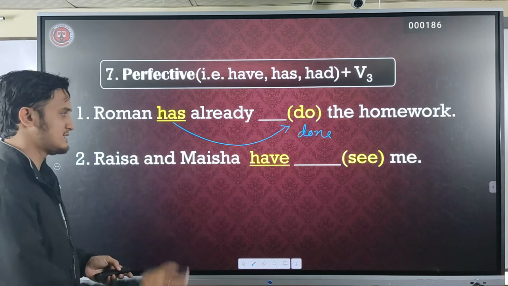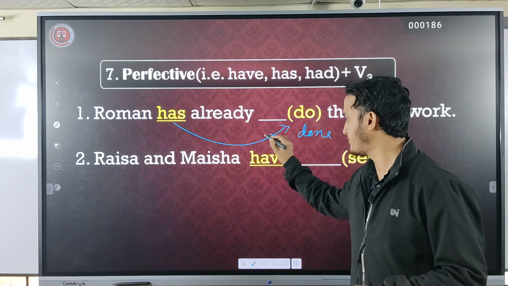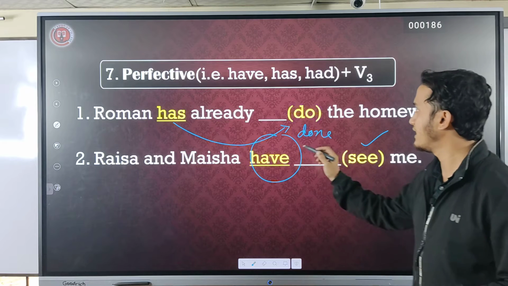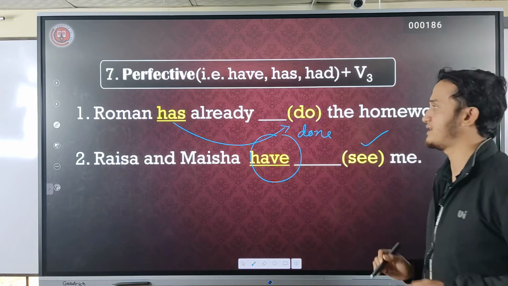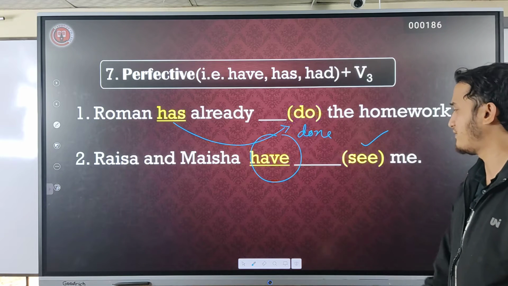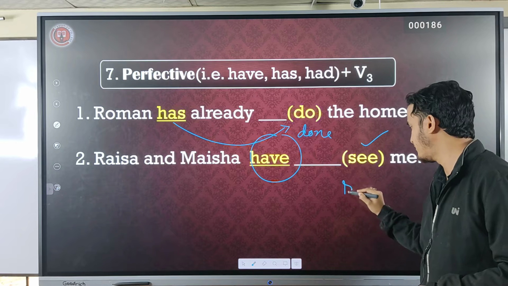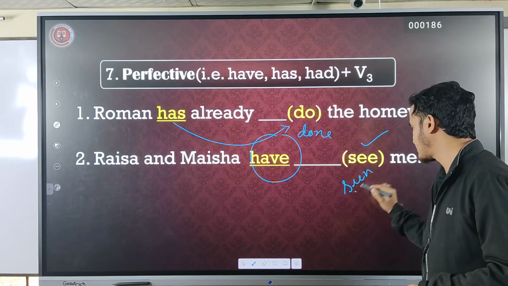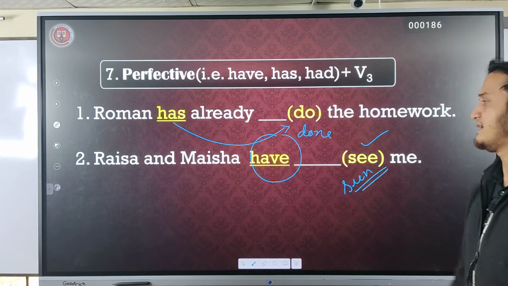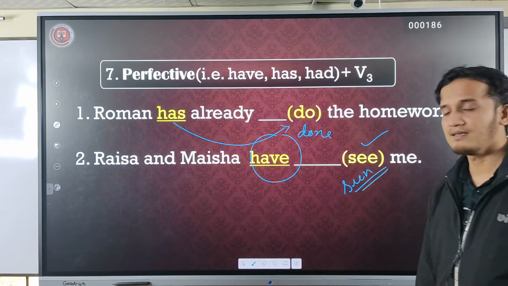Then there is another sentence for you. Raisa and Maisha have see me. The word have is placed before the word see, and according to my technique, because there is the perfective form just before the problem verb, you can transform this verb into past participle form. That means you have to write seen. Raisa and Maisha have seen me.